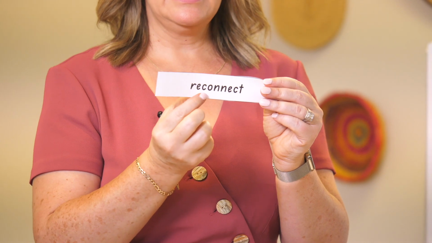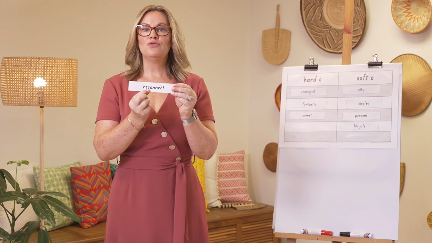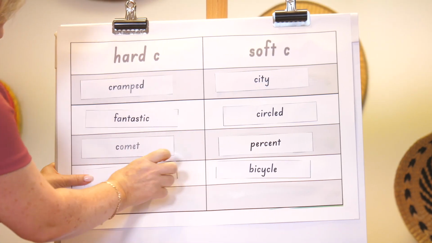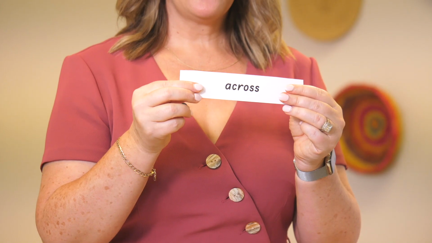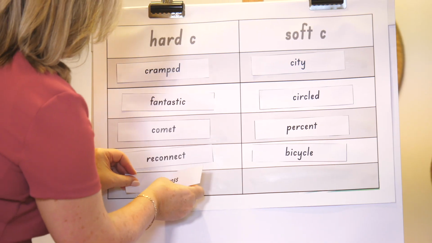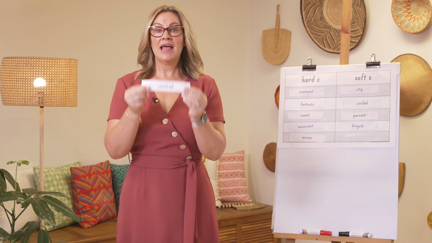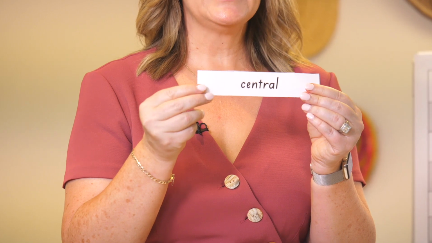Look at this letter here. Grapheme. Reconnect. Hard. Okay, we're nearly here. Next one. Across. Hard. Well done. Last one on our word sort. Central. It's the start.